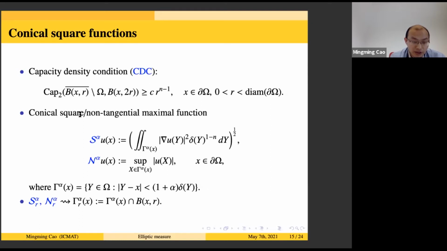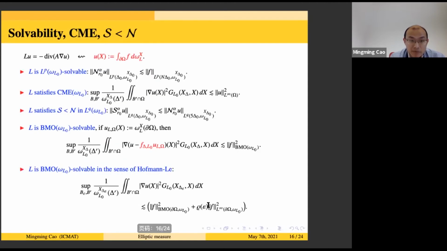We also define the conical square function and the non-tangential maximal function in the following way. Here, gamma alpha of x is a cone with the vertex at x and the aperture alpha. Similarly, we define the truncated square function and the truncated non-tangential maximal function, if the cone is replaced by the truncated cone.